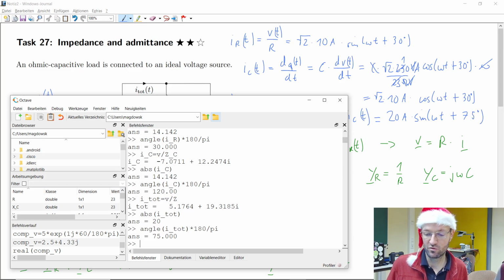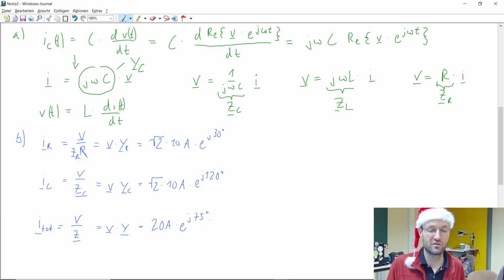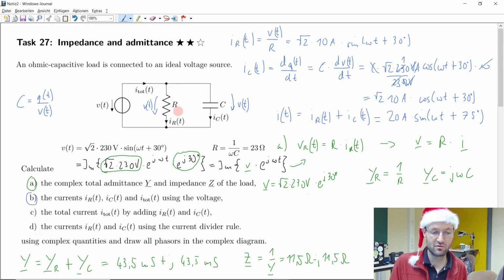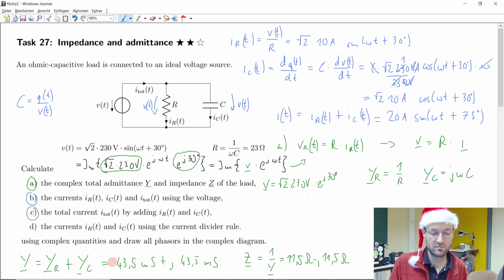Yeah, so for this total current, on the second page, I could write down, okay, this is 20 ampere times e^(j75 degrees). This makes sense. Okay, so task B is also solved. If we quickly continue with task C, total current by adding IR and IC, as you already suggested before.